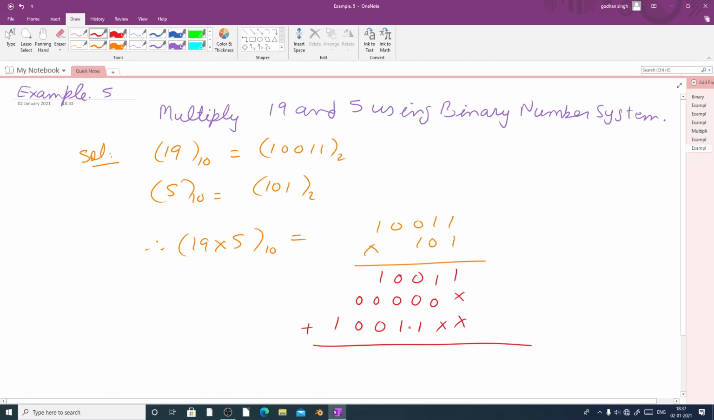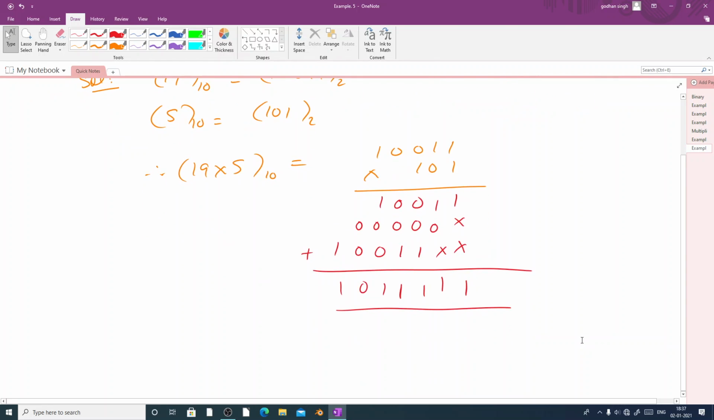We know how to add binary numbers. So here 1 plus 0 is 1. And here 1 we are adding with the 0, so we'll be getting only 1. Here again 1, here 1, here 0, here 1. So the answer which we are getting on multiplying 19 and 5 is 1011111. So therefore we can say that 19 into 5 in base 10 is equal to 1011111 with the base as 2.